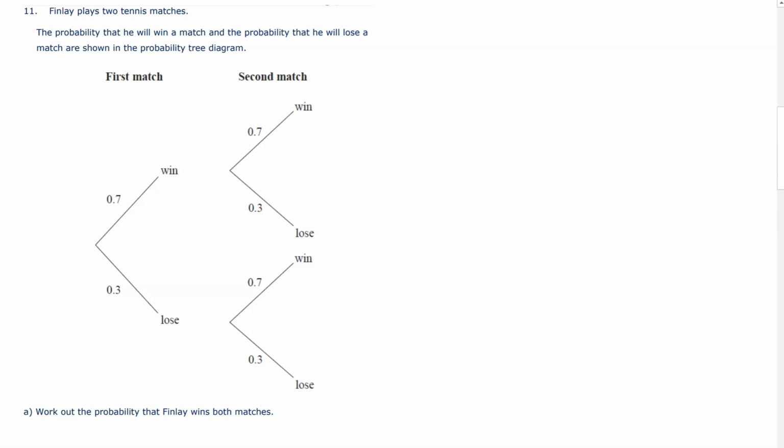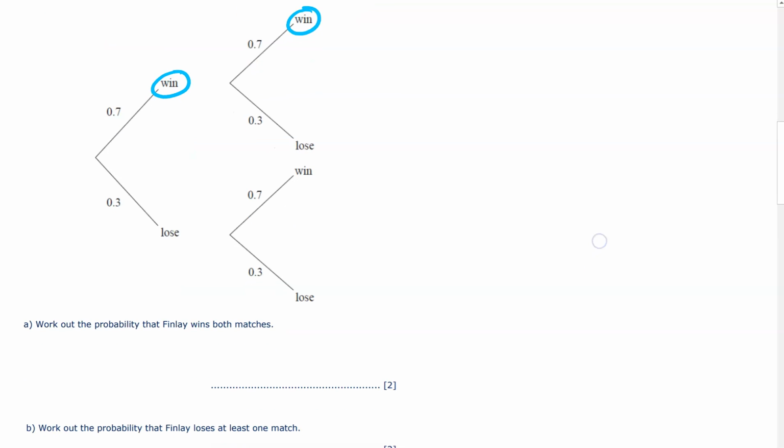Question 11, we've got Finley plays 2 tennis matches. The probabilities are on the diagram. Work out the probability that he wins both. So it's this one times that one, so 0.7 times 0.7 is 0.49.